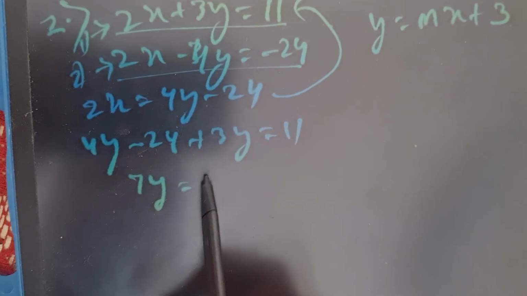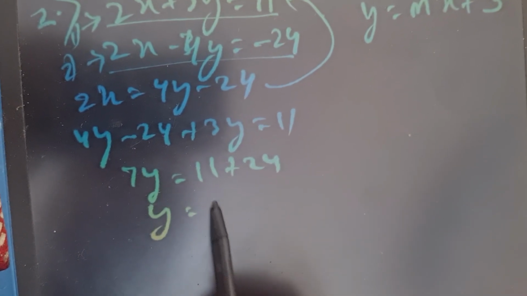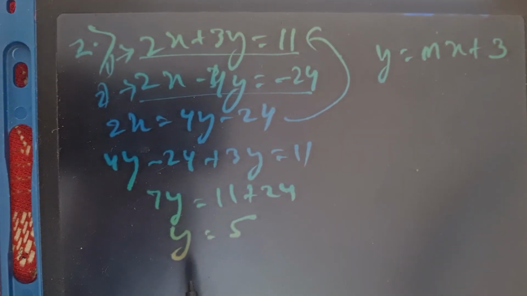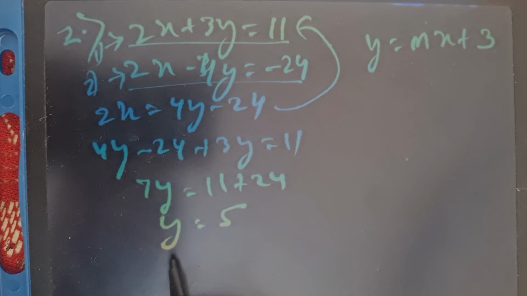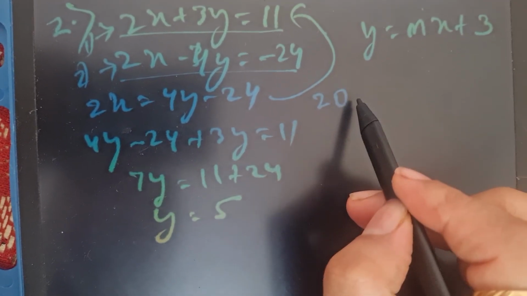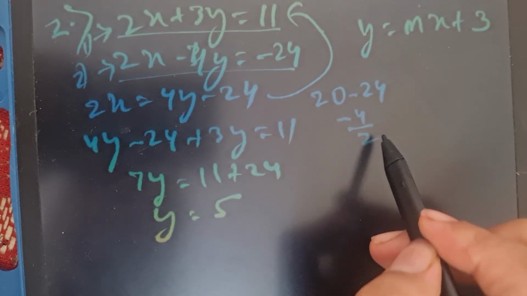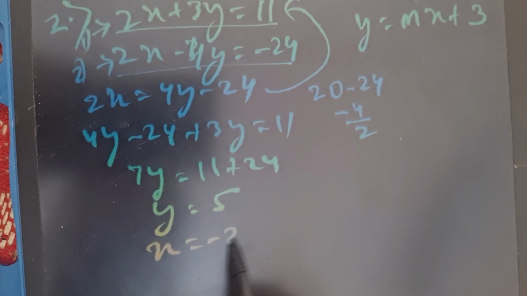7y is equal to 11 plus 24. So y is, 7 5s are 35. So here the value of y is 5. Now the value of x is 24 minus 4 by 2. So x is minus 2.